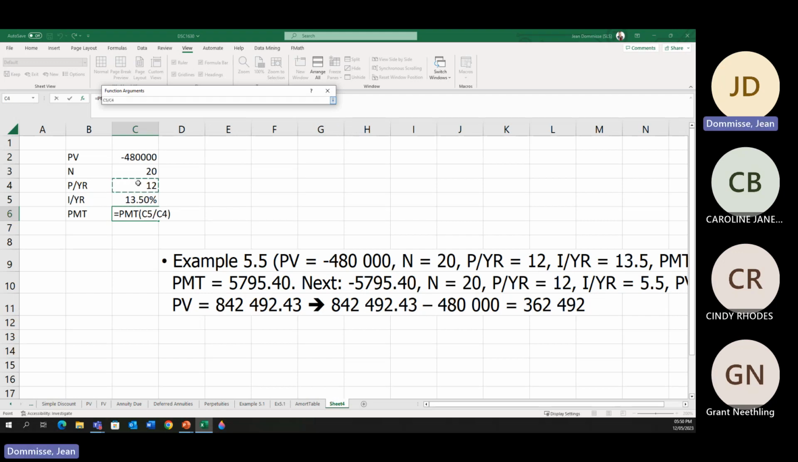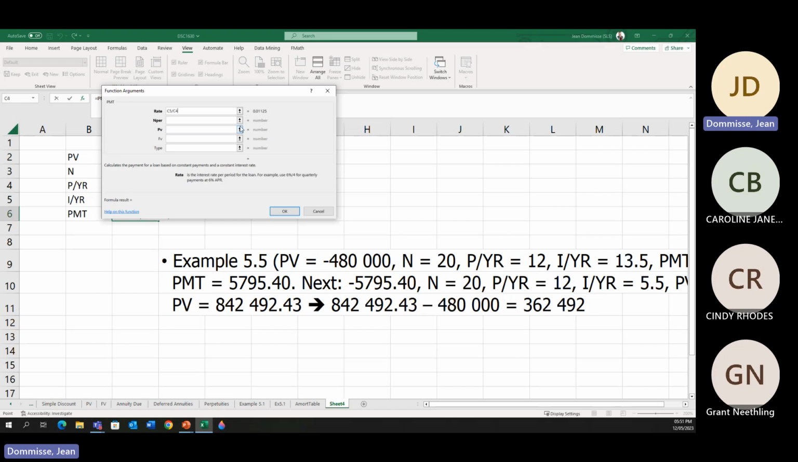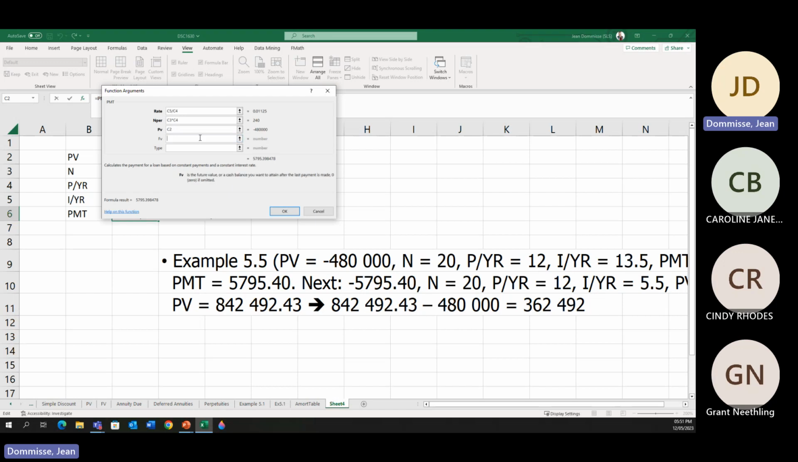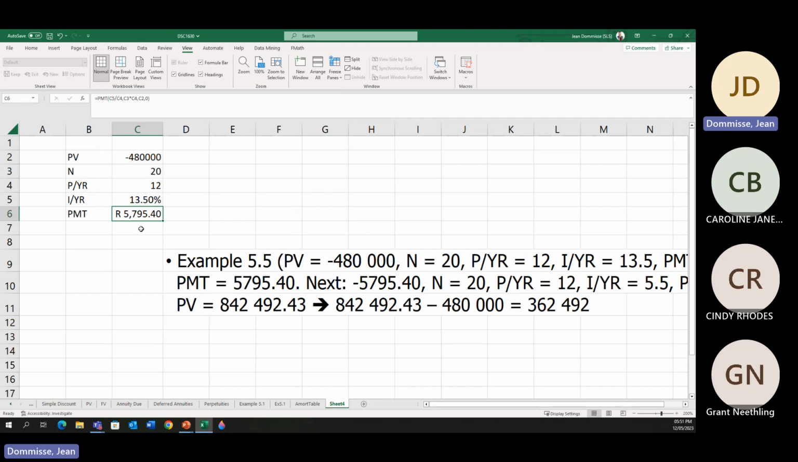So the rate again, it is 13.5% divided by the 12 because it is compounded monthly. The period is just the opposite. It's 20 times how many periods there are. Future value was that. Sorry, the present value. Future value is 0. They tell us, do I say end or beginning? No, so we assume it is, as normally, the end.